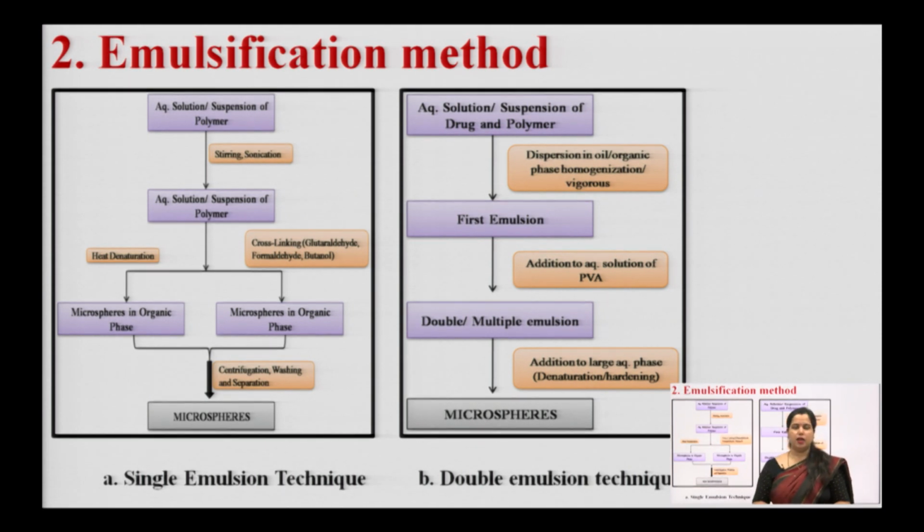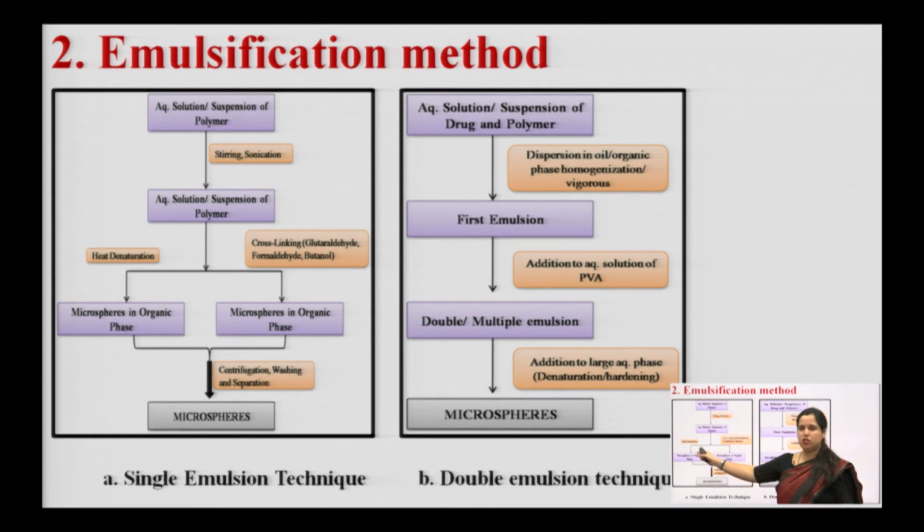Now, the second technique is the emulsification method. As I have told you, there are two types of emulsification method: single and double emulsification. In single emulsification, a single type of emulsion is developed during the manufacturing process, which leads to the preparation of microspheres. We use an aqueous solution and suspension of polymer mixture, and the mixture is stirred and sonicated, after which heat denaturation is applied, and we can have two types of procedures here.